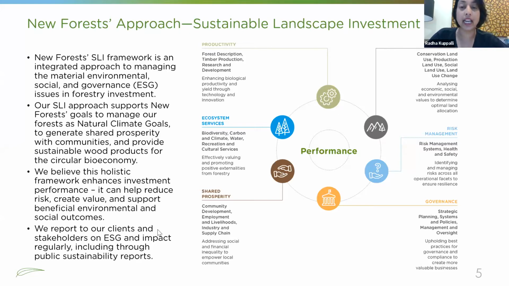Shared prosperity, so that the needs and benefits accrue to the communities where we operate, and that we're contributing to local employment and rural livelihoods. And finally, and most importantly as well, ecosystem services, so that we're managing biodiversity, carbon, climate, and water aspects sustainably on the land. And so from our view, it's this kind of holistic framework that enhances investment performance. And it's incumbent on us as an investment manager that we report to our clients and our stakeholders regularly around how we're doing across all of these areas of sustainable land management.